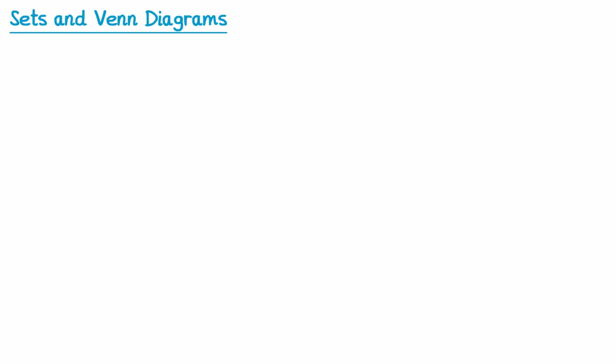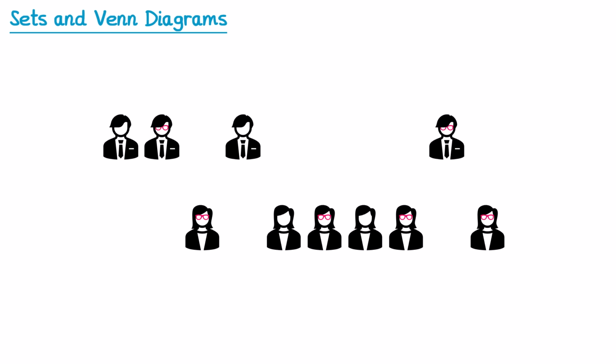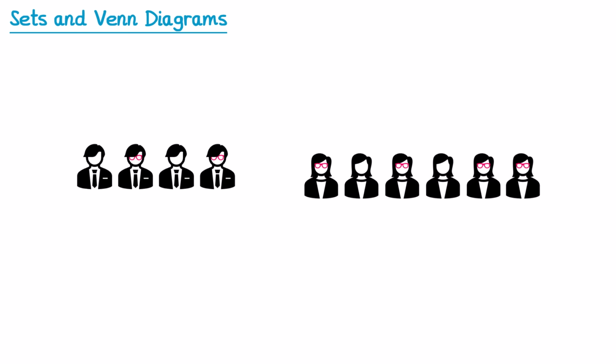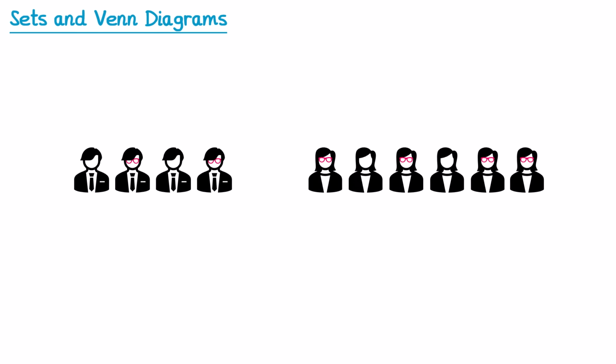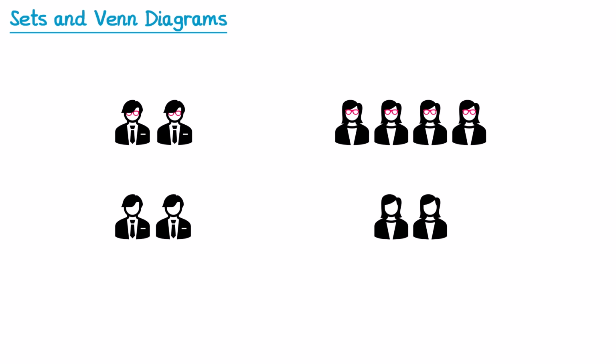Imagine your school's maths department had 10 teachers. Some of these teachers were male, and some of them were female. Some of them also wear glasses, and some of them do not. This would mean we could group them into the following categories: male teachers who wear glasses, male teachers who do not wear glasses, female teachers who wear glasses, and female teachers who do not wear glasses.